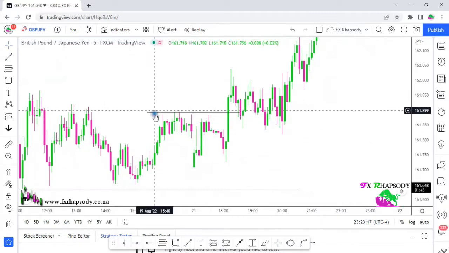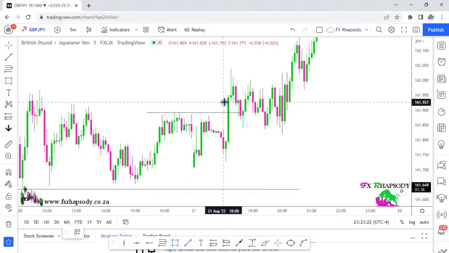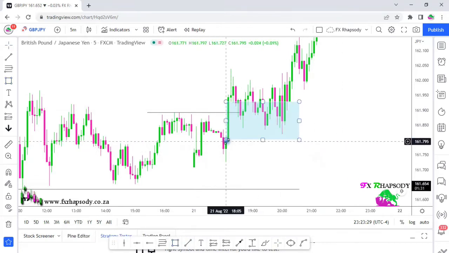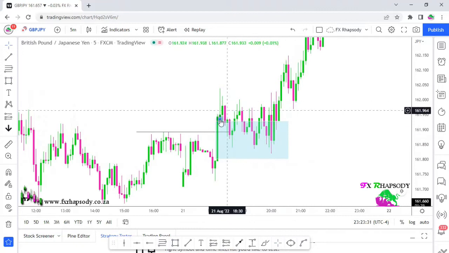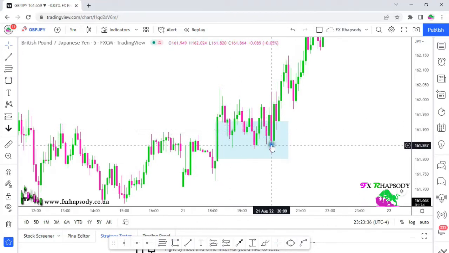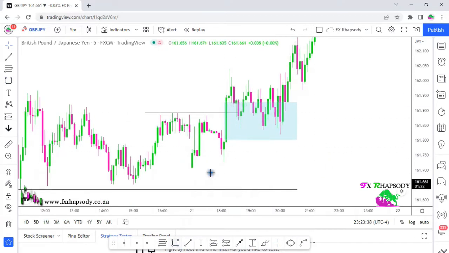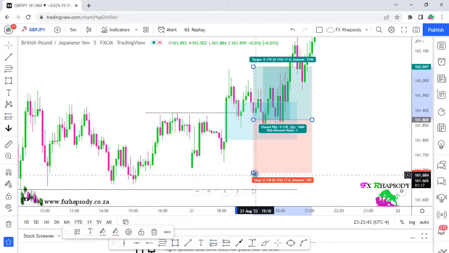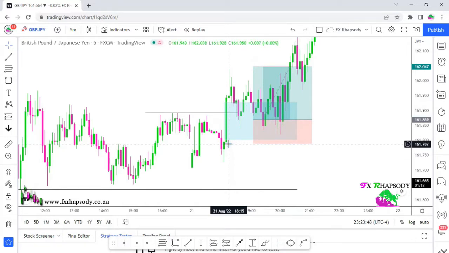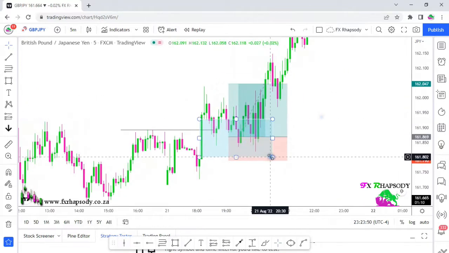So you have a structure that gets broken, and then a fair value gap gets formed. That's the area between those two candles, as you can see right there. Once price comes into this area, and you can see price hovering in this area, this is an opportunity to sell. You place your sell right about there, and you have your stop loss just below that area. So now it's a risk that you have in place.